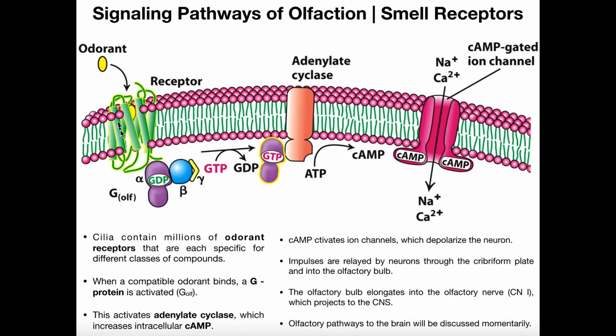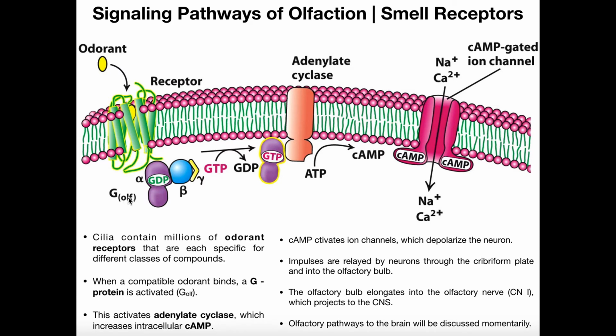So here's a receptor. It's a G protein coupled receptor, meaning it's a transmembrane receptor that is coupled to this G protein right here. Here's a specific odorant. The odorant will bind to the odorant receptor. That'll cause changes in conformation which activate the G protein. Here's our G protein, which is called G sub olf.